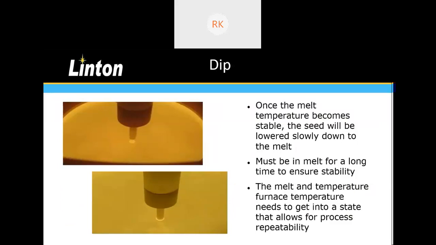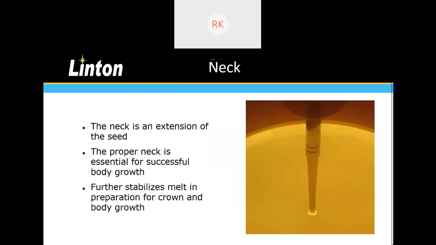Next step. In the next step, we dip a seed into the melt. After we dip that seed into the melt, we once again wait for a stabilization process. That seed is typically the material you want to grow. So in this case, we'll take a monocrystalline seed, and we'll dip it into the melt. Next slide.